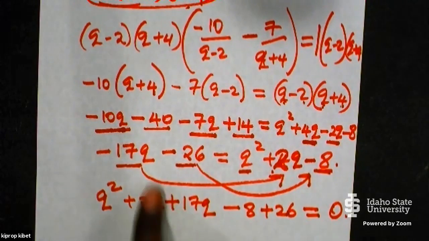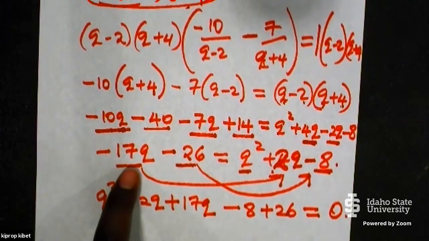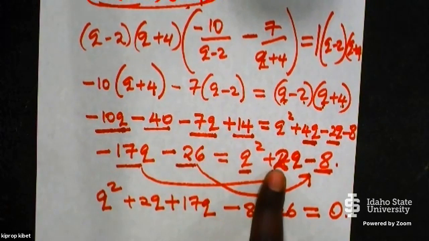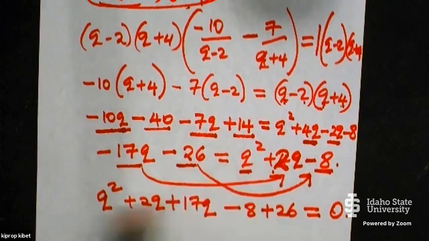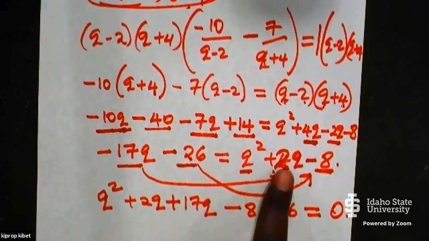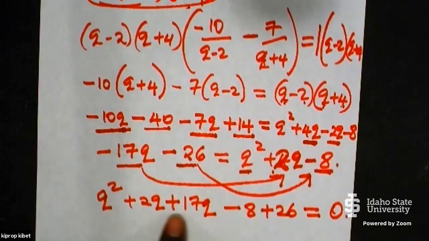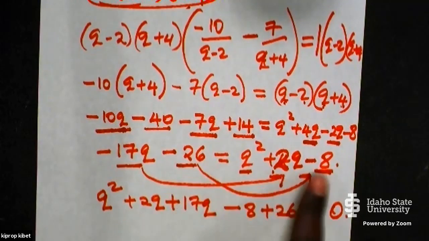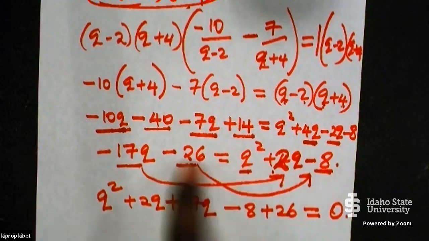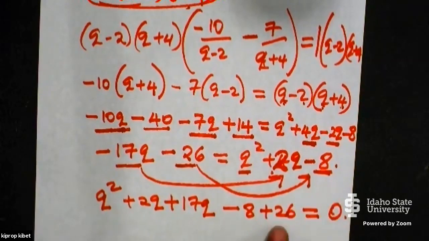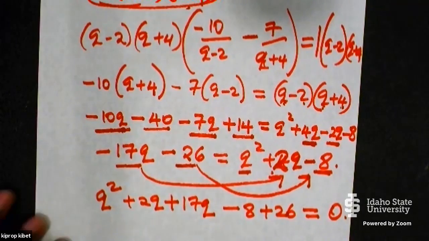So again, take this one to the other side, okay? So this remains q squared plus 2q, which is this. When you take minus 17 to the other side, you get plus 17. You still have 8 here. When you bring minus 26, it will be plus 26 equals what? Equals 0. Okay.